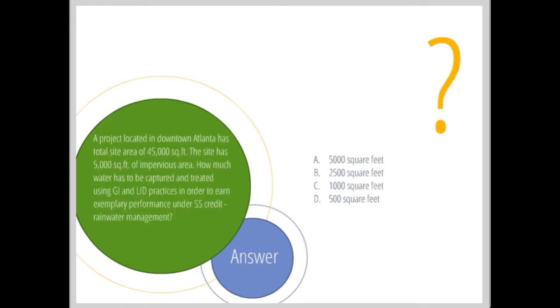A project located in downtown Atlanta has a total site area of 45,000 square feet. The site has 5,000 square feet of impervious area. How much water must be captured and tested using GI and LEED practices in order to earn exemplary performance under SS Credit Rainwater Management?